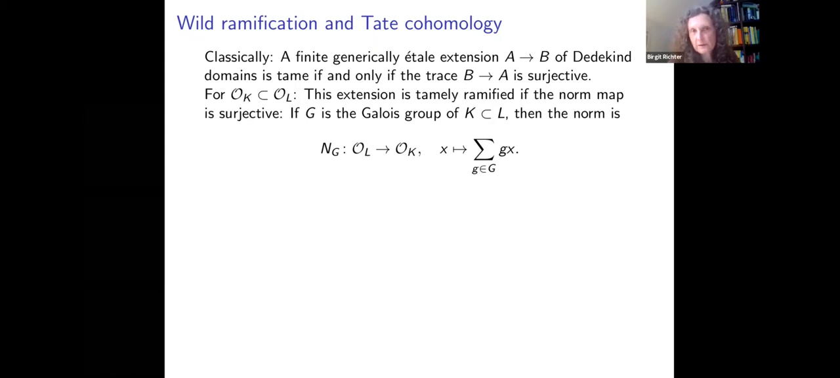So, and for number rings, you can actually show that the extension is tamely ramified if and only if the norm map or the trace map is surjective. There's this weird confusion of notation. In Galois theory, you usually call the norm the product of things. But in the context of Tate cohomology and these things, you usually call it the norm. So it's just the same map. You take an element, you apply every element in the Galois group, and you sum things up.